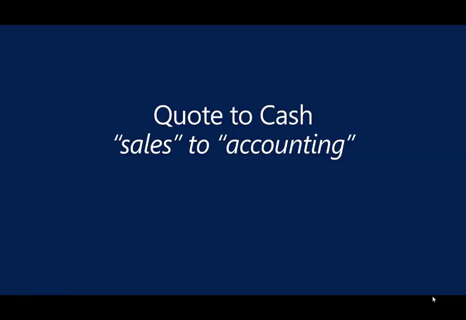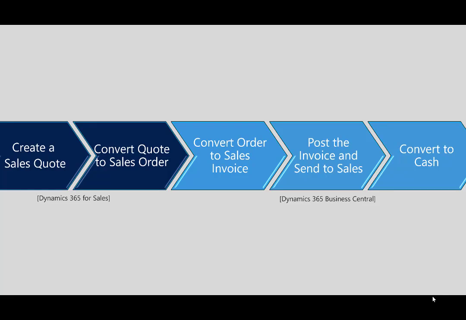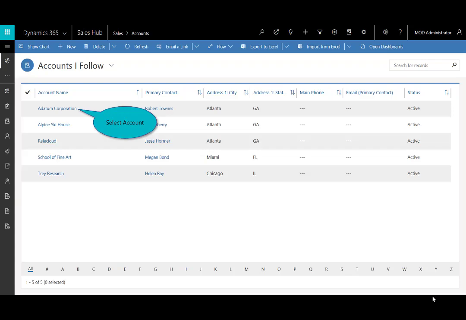In this demo scenario, we'll walk through the process of quote to cash using Dynamics 365 for Sales and the integrated experience into Dynamics 365 Business Central. What we'll do in the first two steps is create a sales quote, and we'll convert that quote to a sales order in Dynamics 365 for Sales. Then, once that order has been submitted, we'll follow the process of being converted to a sales invoice. We'll post that invoice, and then we'll convert that to cash. So the first step is to create a sales quote.